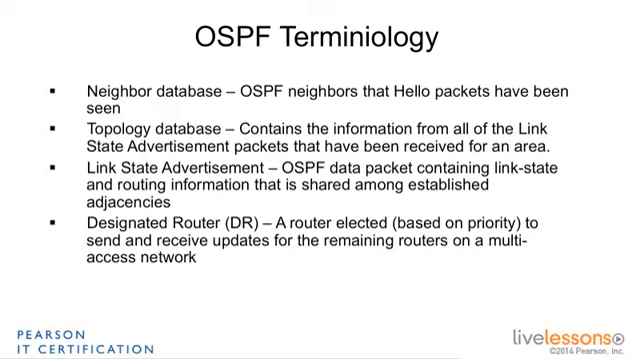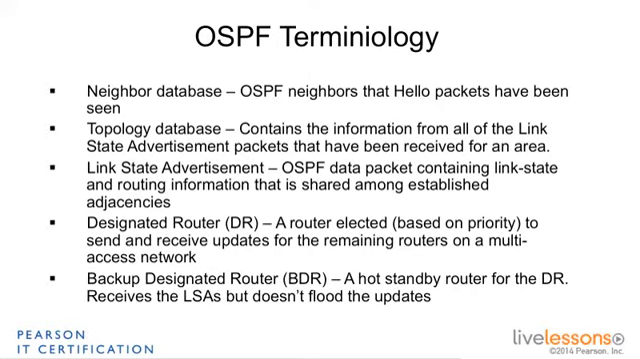A DR is a router that is elected based on priority to send and receive updates for the remaining routers on a multi-access network. And finally, backup designated router. A backup designated router is a hot standby router for the designated router. It receives the LSAs but does not flood the updates like the DR does.